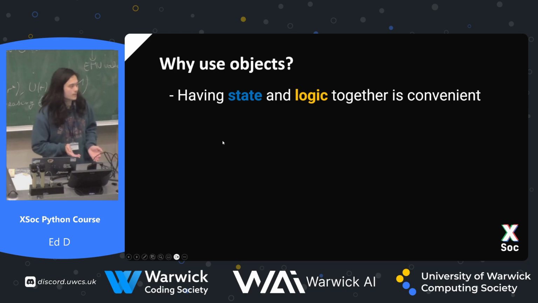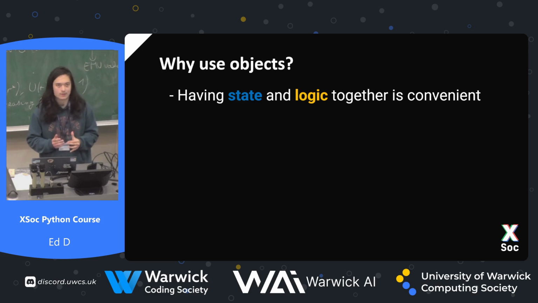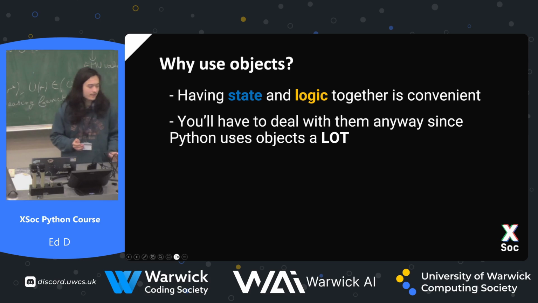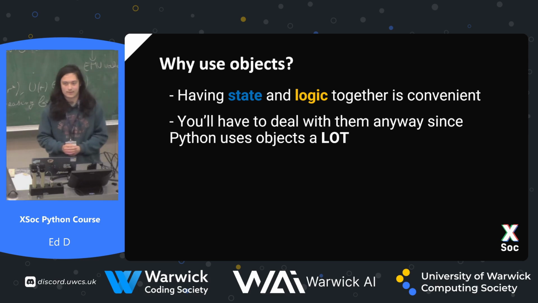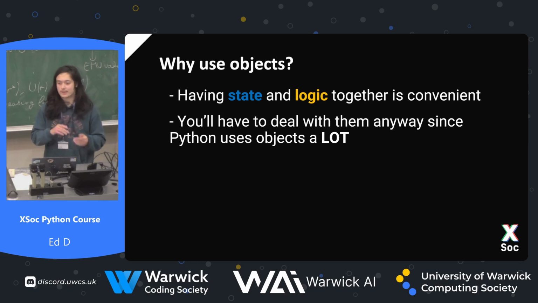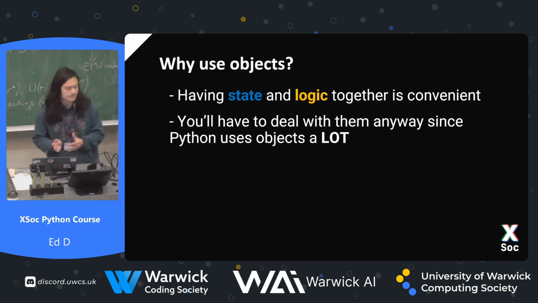So why use objects in the first place? Having state and logic together is a really nice way of bundling things together because it just is easier to write readable code. And you'll have to deal with objects anyway because Python is littered full of objects. If you're writing any serious Python code, then you're likely going to be using libraries, and libraries will basically always use objects.